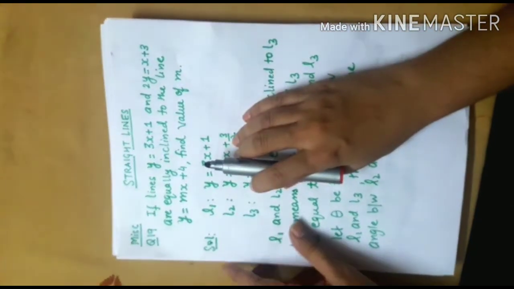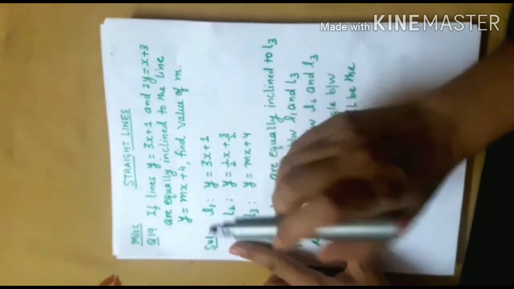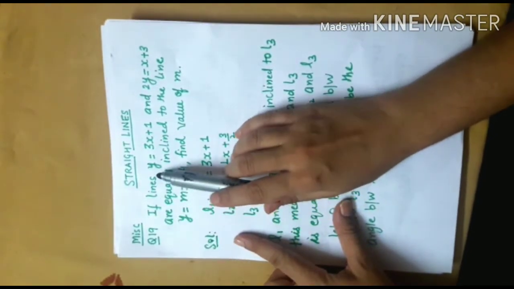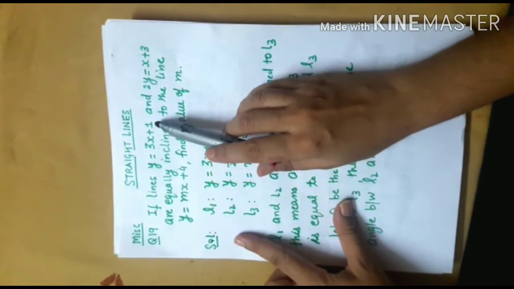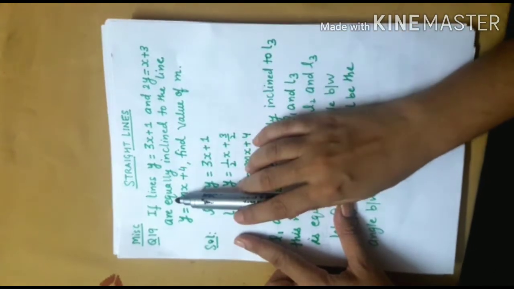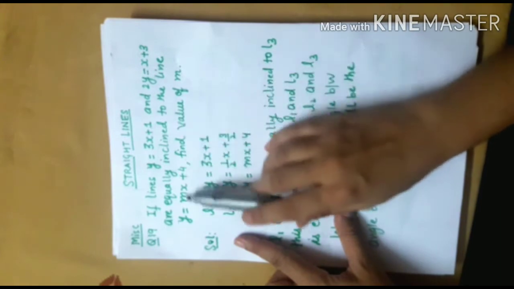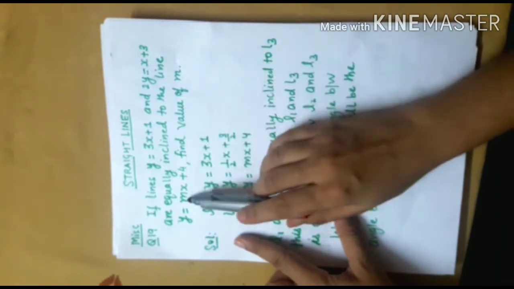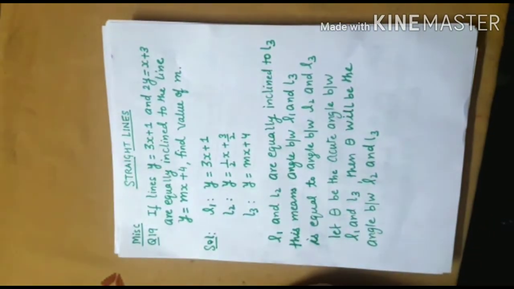Today we will discuss a few questions. The question is: if the lines y equals 3x plus 1 and 2y equals x plus 3 are equally inclined to the line y equals mx plus 4, find the value of m.